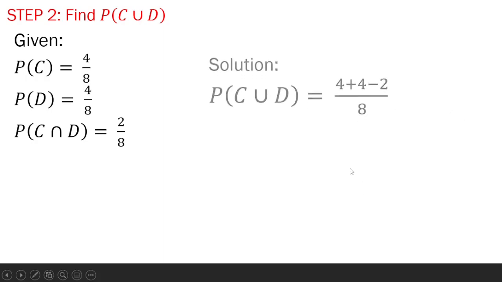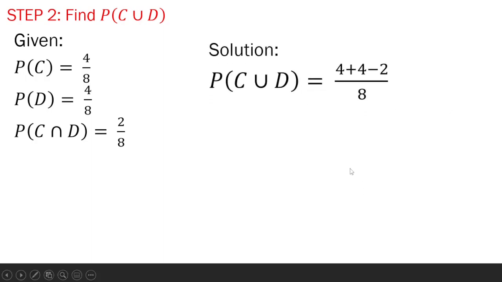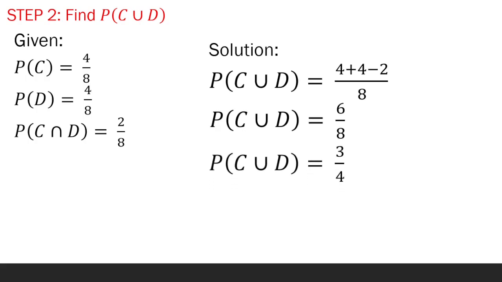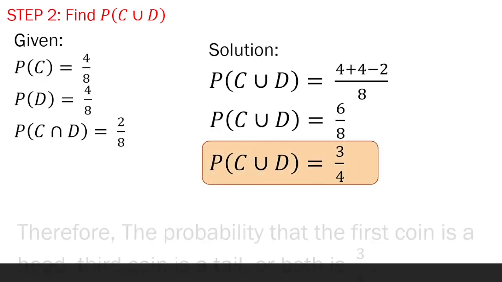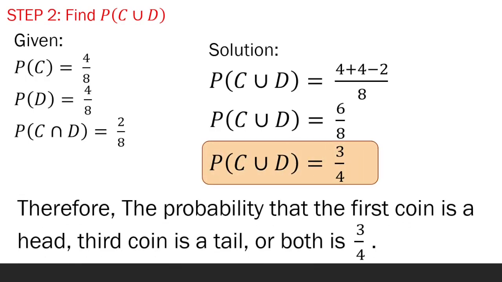Now, proceeding with the working equation, we will have 4 plus 4 minus 2. 4 plus 4, that is 8, minus 2, that is 6. And the probability of the union of the two is 6 over 8. Now, simplifying this, we will have 3 over 4. Therefore, the probability that the first coin is a head, the third coin is a tail, or both is 3 over 4. So, that's how we will answer illustrative example number 3.